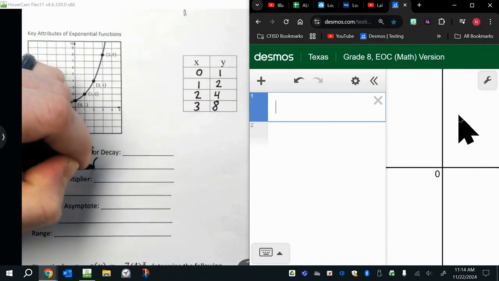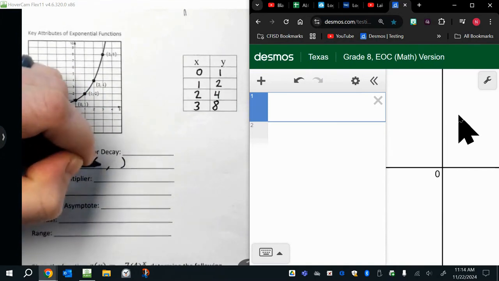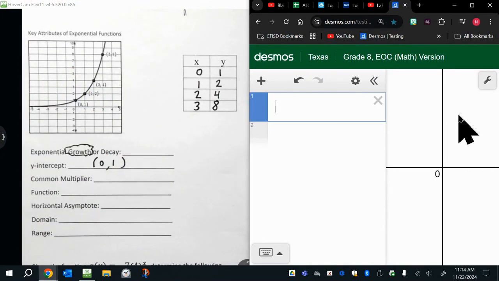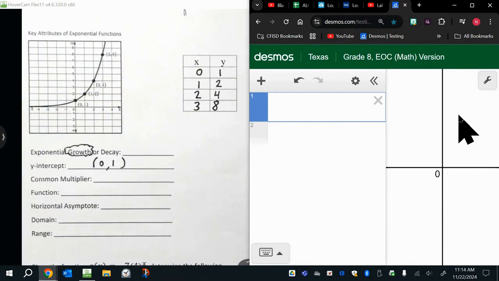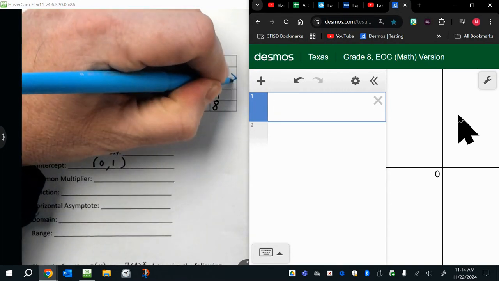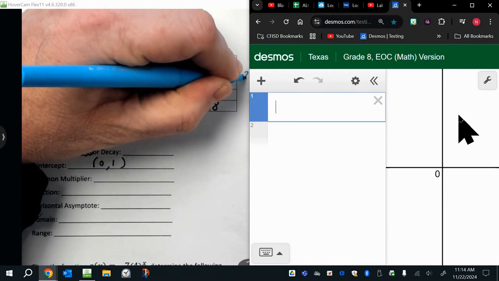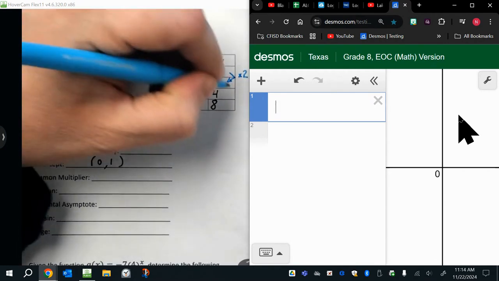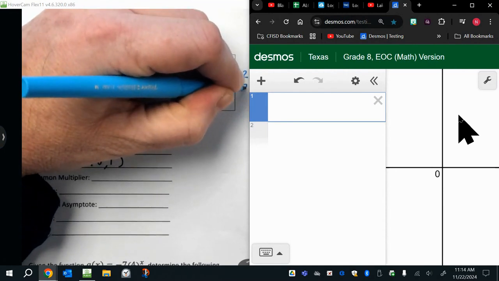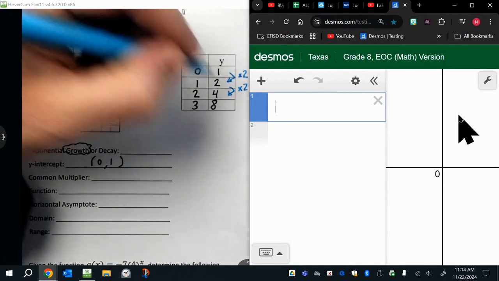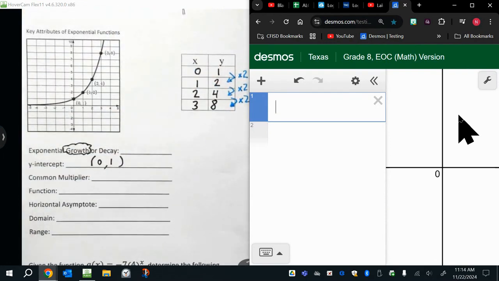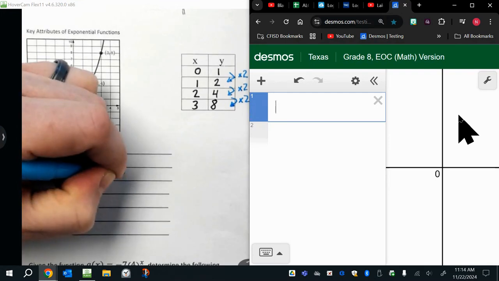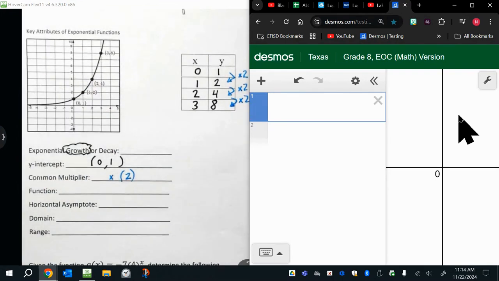Our y-intercept, that's our 0, 1. And our common multiplier is, how are we getting to each number here? Well, we are doubling each time, right? Because if I take 2 and I multiply it by 2, it gives me 4. If I take 4 and I multiply it by 2, it gives me 8. So my multiplier is times 2.